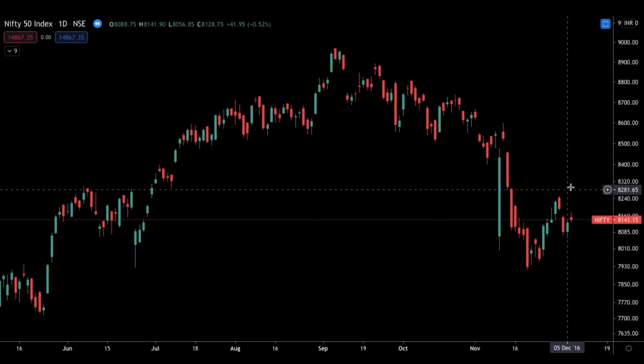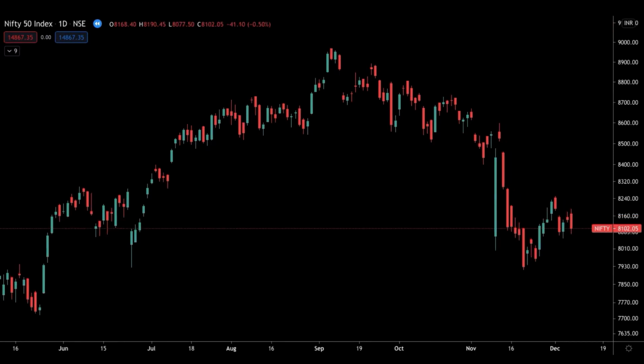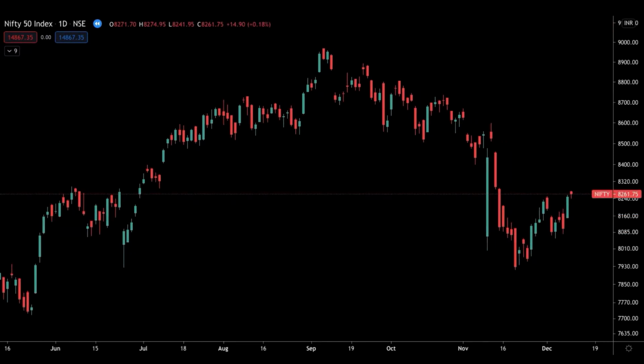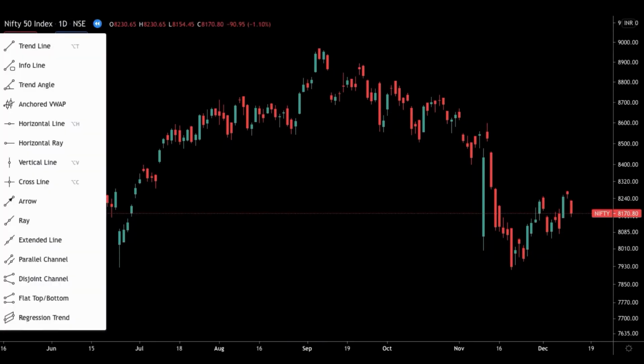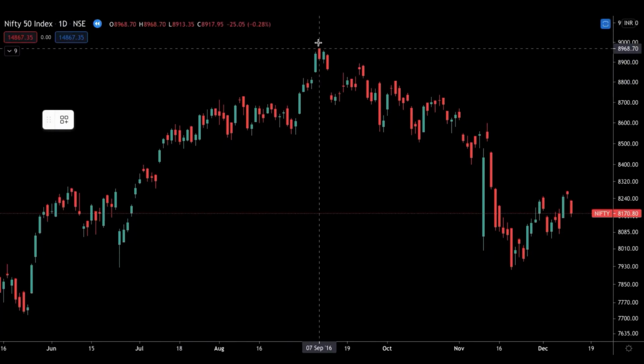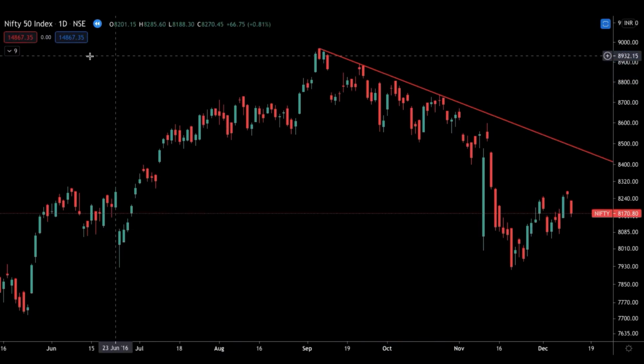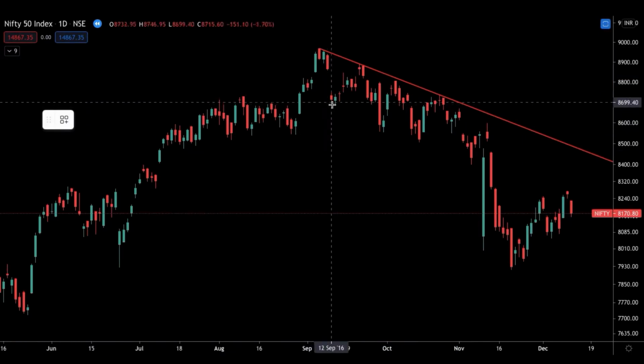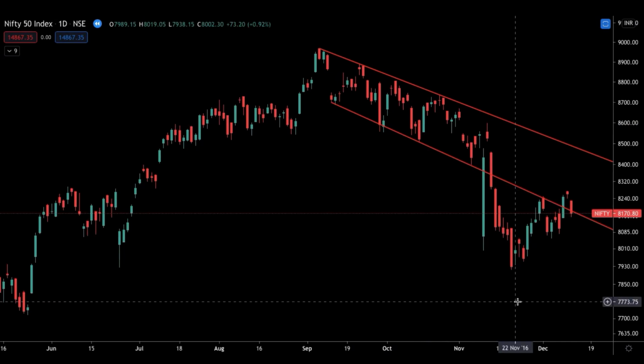We got a low, we got a high. Now what we need is a low lower than this low and a high higher than this high. So making the trend lines, first I will make the trend line of this downtrend, and then I will make the trend lines for the broadening bottom formation.